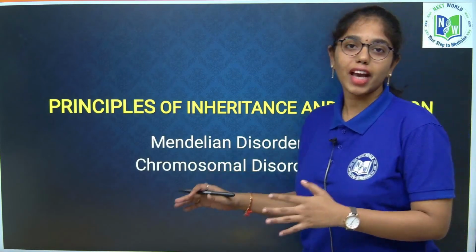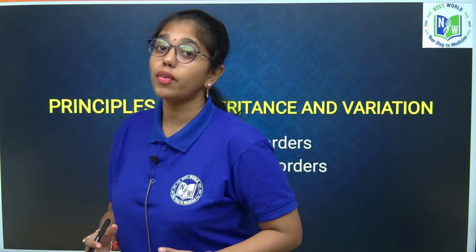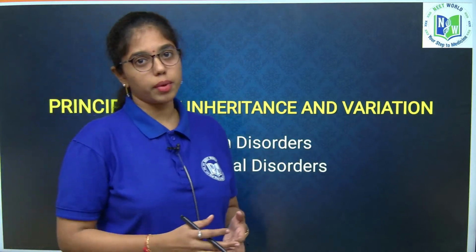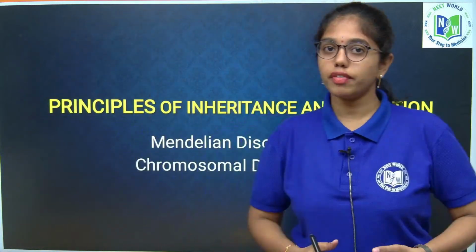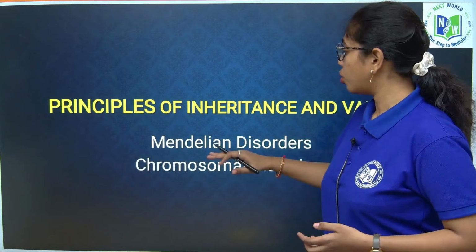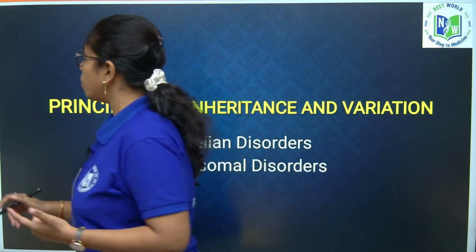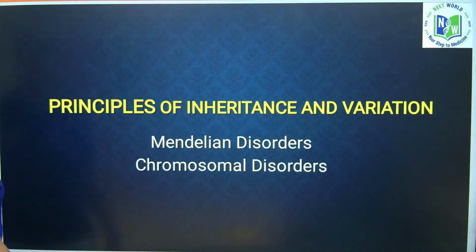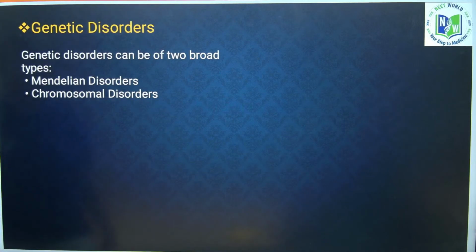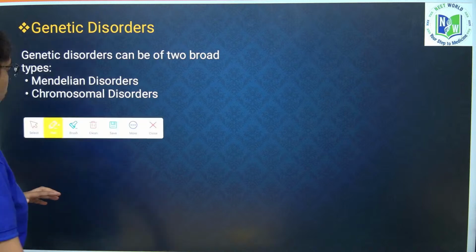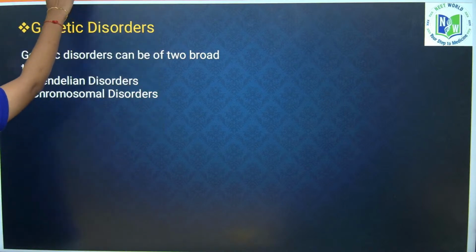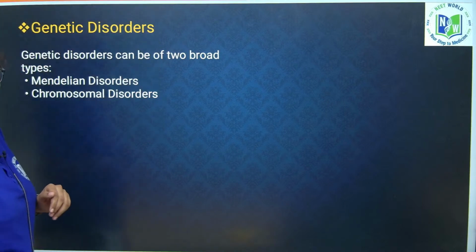So now we are here to discuss the most interesting and important topic from the chapter Principles of Inheritance and Variations. Those are Mendelian disorders and chromosomal disorders. Most students find it difficult to answer questions from Mendelian disorders and chromosomal disorders, right? Stay with me for these 30 to 40 minutes to make this concept very easy and on your fingertips, right?